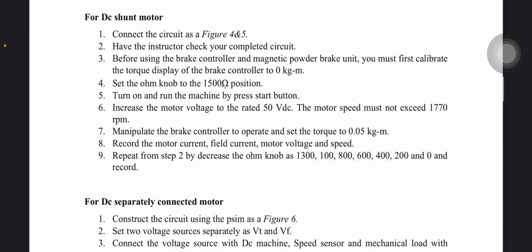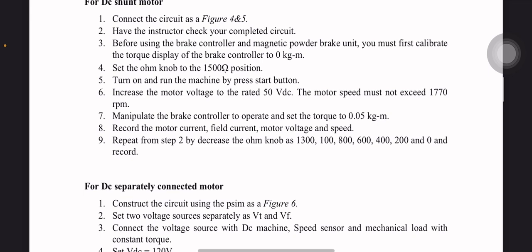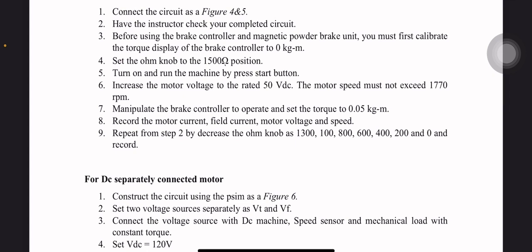Next, set the brake controller to operate and set the torque to 0.05 kg. Next, record the motor current, field current, motor voltage and speed. Lastly, repeat from step 2 by decreasing the knob to 1300, 1000, 800, 600, 400, 200 and 0, and record.